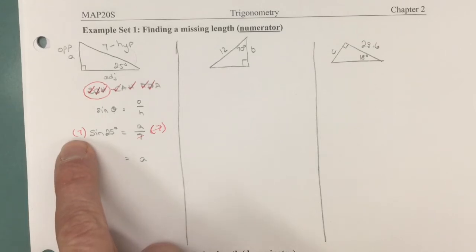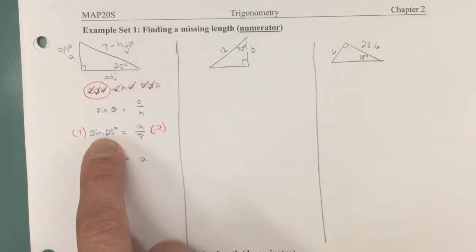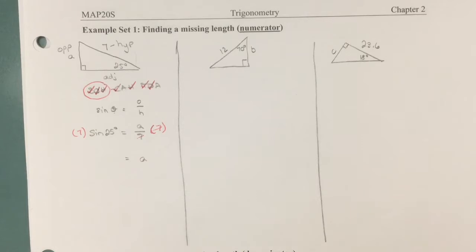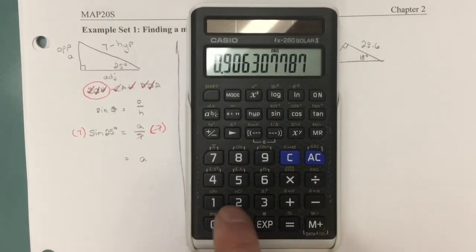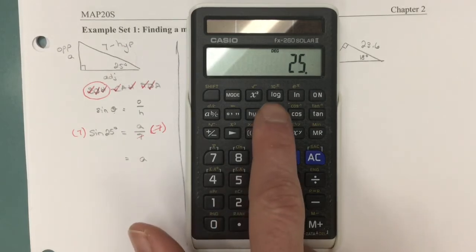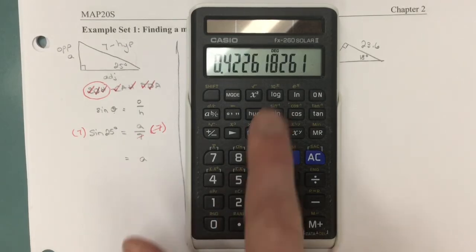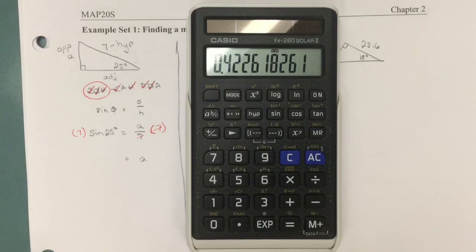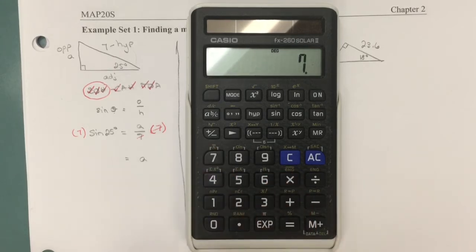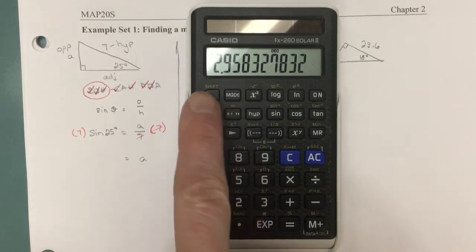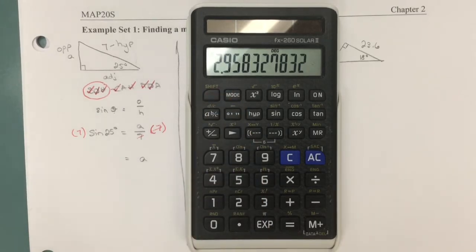So, multiplying 7 by the sine of 25, that's where you will use your calculator to figure out what that answer is. What we will do is first start by typing in the sine of 25, and that is 0.4226. And then I will take that answer and multiply it by 7. And that is equal to 2.9583.